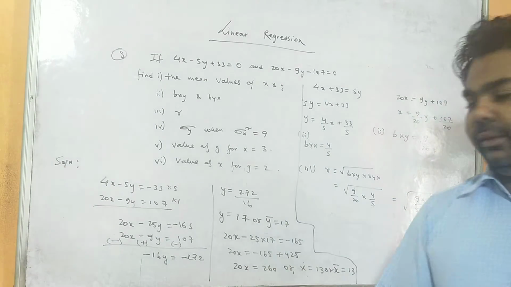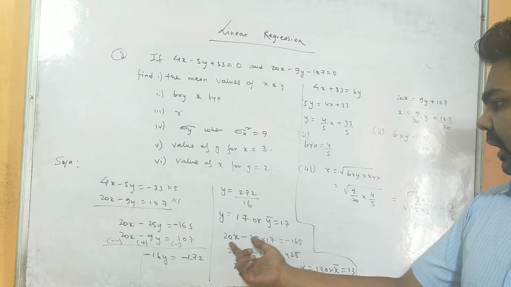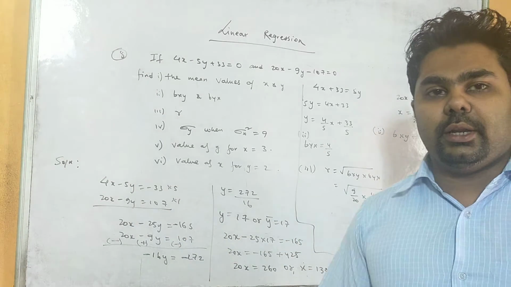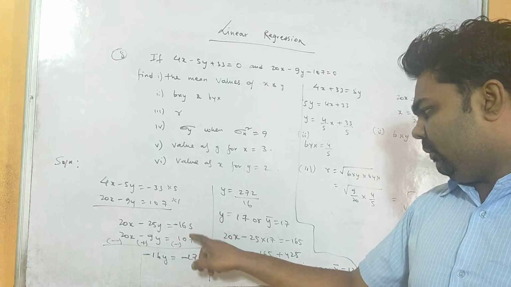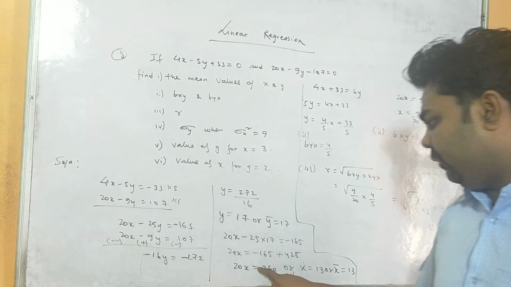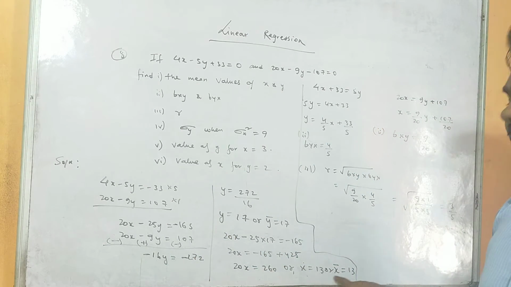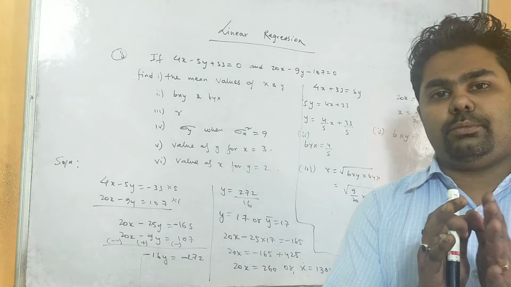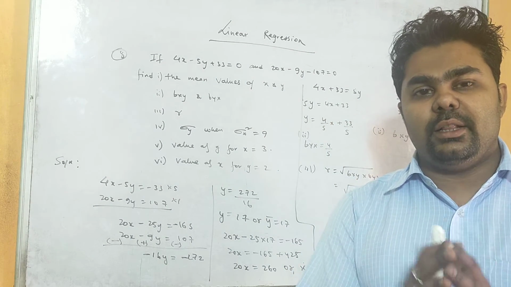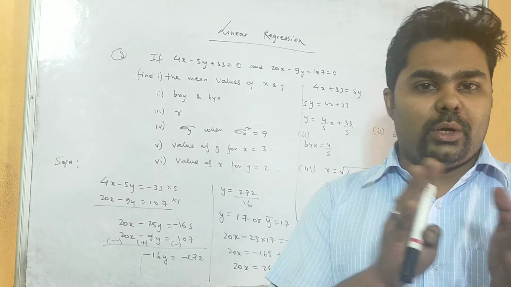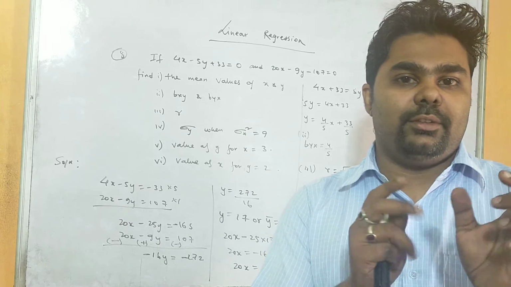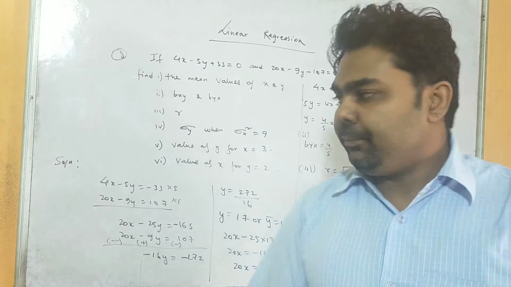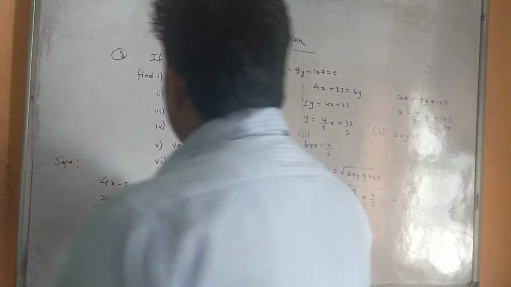Okay, the mean of y is 17, and this 17 I have substituted in any of the equations. So in the first equation I substituted and I got the value of x, that is 13. That means x bar is 13. So like this, if two equations are given, you solve by the elimination method and get the value of x and y. Whatever values you get for x and y, those are the mean values of x and y, right?